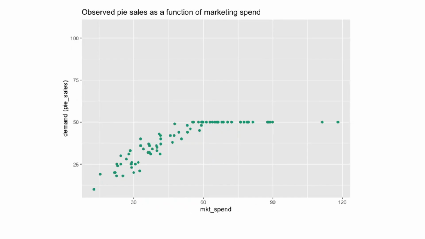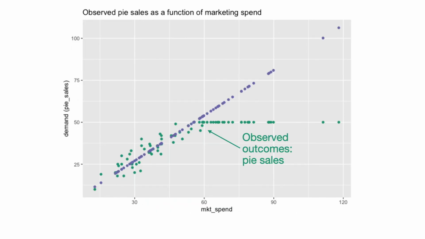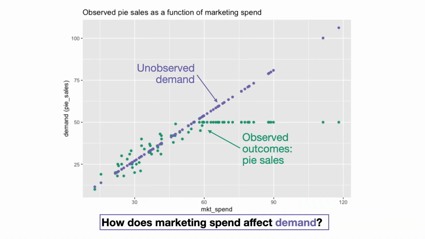Here's some data that you've collected on daily pie sales as a function of marketing spend. The x-axis shows the marketing spend, and the y-axis shows pie sales. In statistical parlance, the daily pie sales are the observed outcomes. And the expected number of pies that you could sell for a given marketing spend if you had infinite baking capacity is an unobserved value that we'll call demand. Actual pie sales are either noisy or incomplete observations of the demand. And what you really want to model is how does marketing spend affect demand independent of the current production capacity.